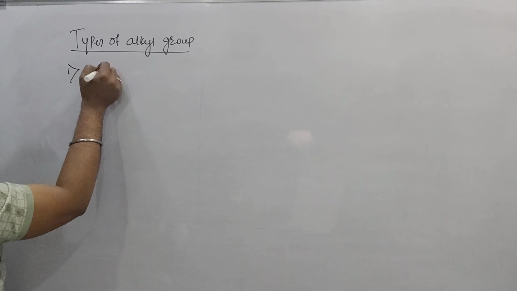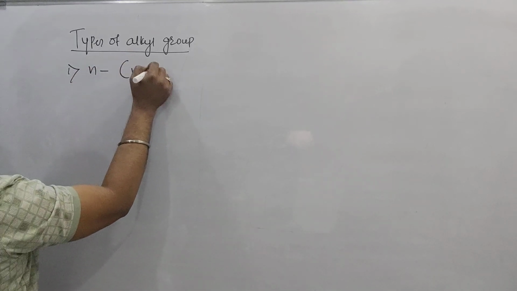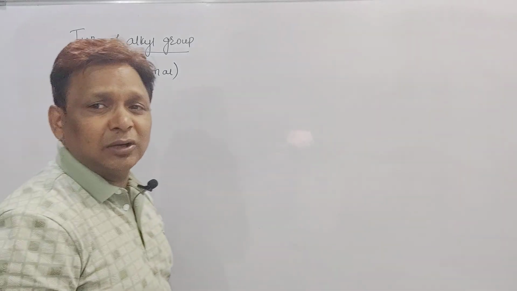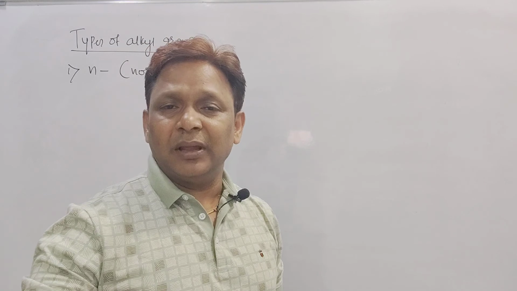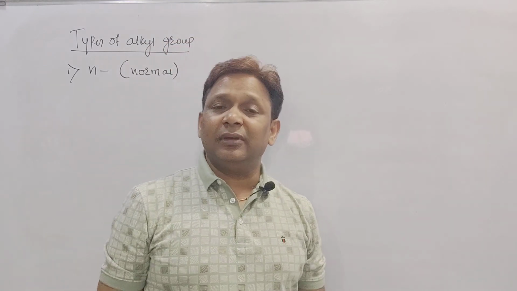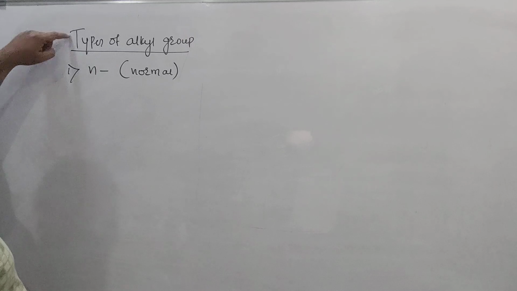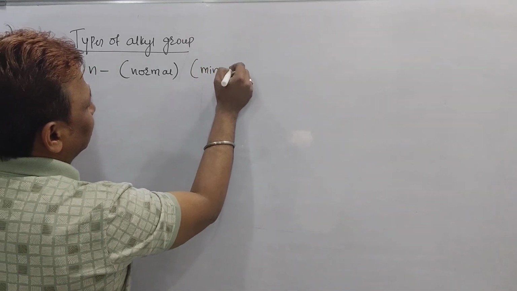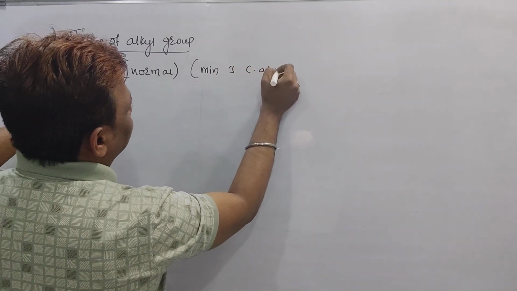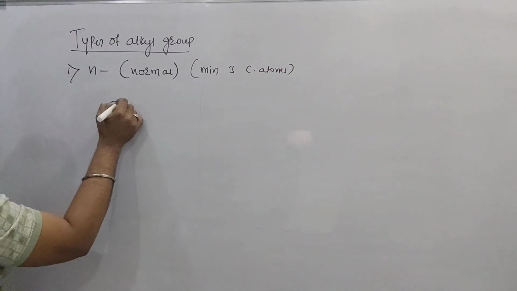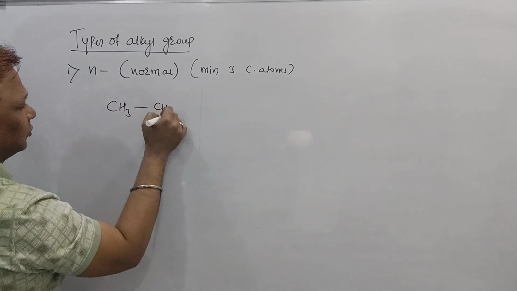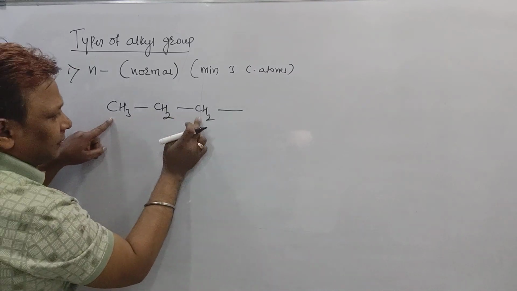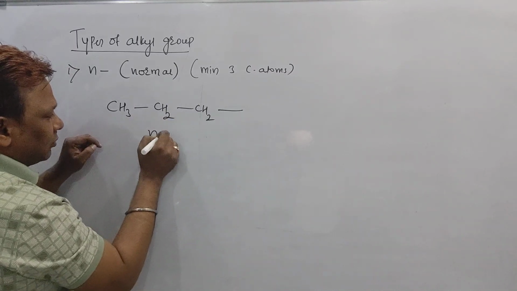For example, N dash means it is called normal. For this normal, we need a minimum of 3 to 4 carbon atoms. If it is having 3 to 4 carbon atoms, then we can use the normal. So in types of alkyl group, the first one is the normal, and for writing this normal, a minimum of 3 carbon atoms must be there. For example, I will write here CH3, then CH2, and then CH2 and a free bond. See, all the 3 carbon atoms are in a straight chain, so I should call it N dash.